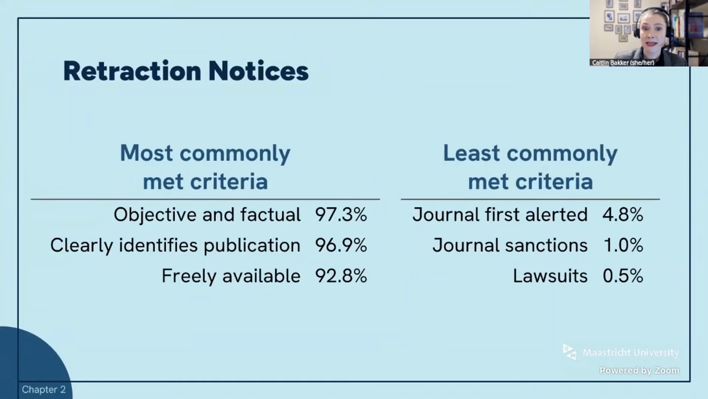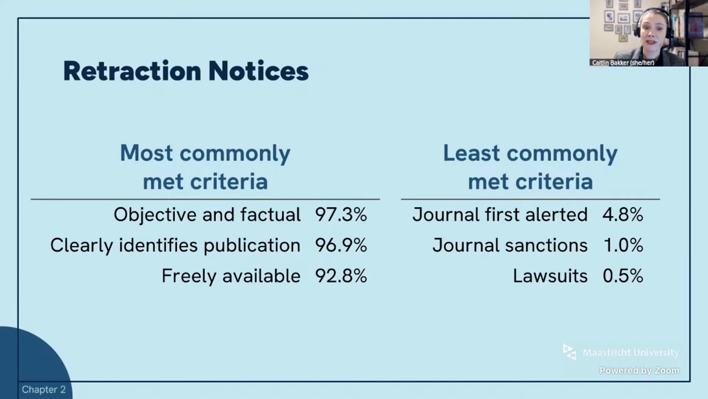We were able to access 414 retraction notices for these retracted publications, and none of the notices met all of the criteria. Notices were often vague and they lacked essential details. For example, while almost 97% identified the retracted publication, only about 1% of the notices said whether the journal was going to be sanctioning the authors. In addition, only about 60% of the notices were linked to the retracted publication, and less than 20% of the notices indicated what parts of the publication were problematic.